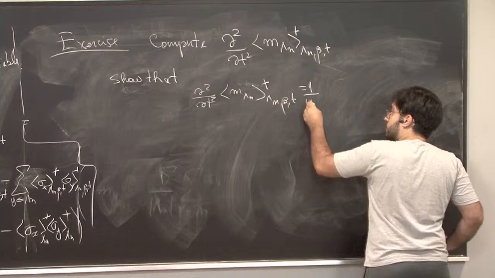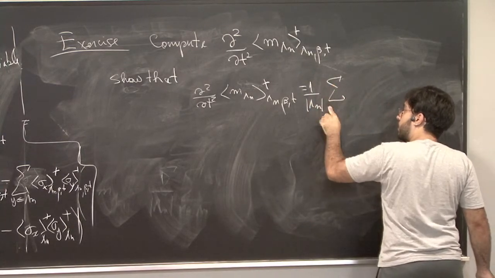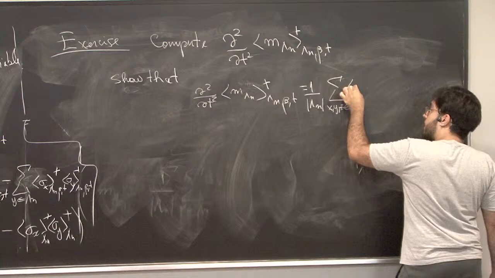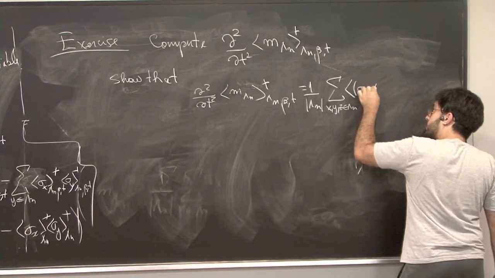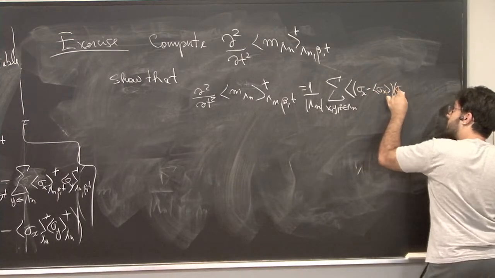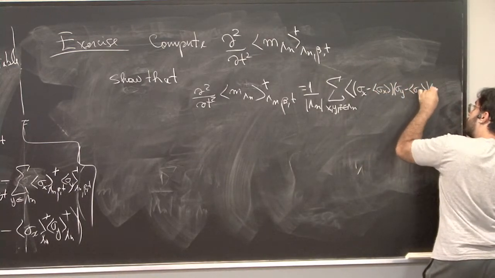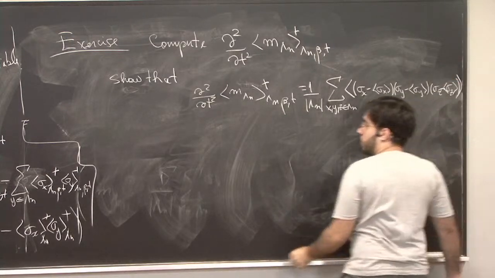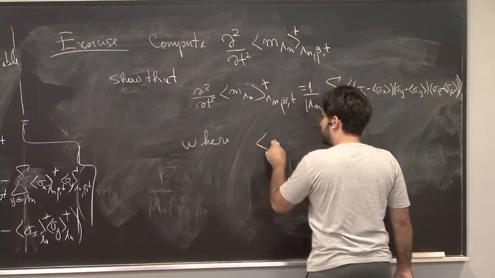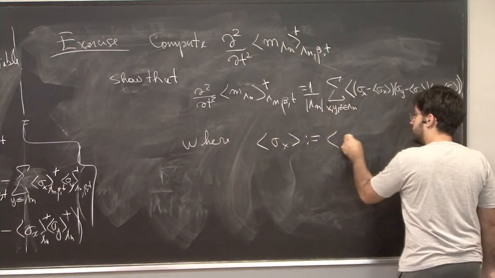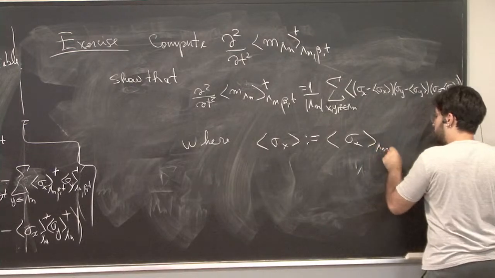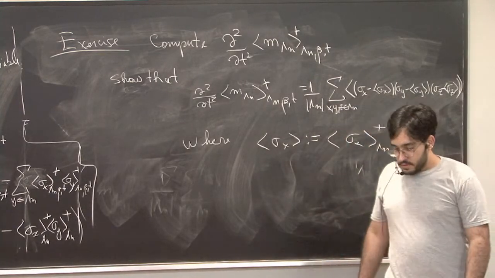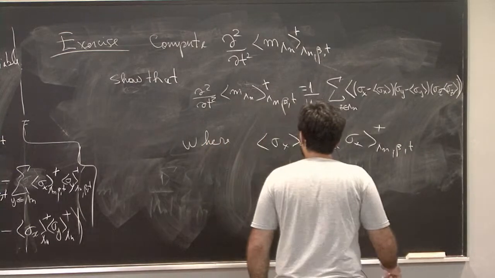Not enough space. So you sum over every triple here, then you get the sum of this product here: sigma x, sigma y minus the mean of sigma y, sigma z minus the mean of sigma z, where I'm writing this to denote the mean with respect to the local Gibbs measure with the plus boundary condition. Okay? So this is the second derivative.